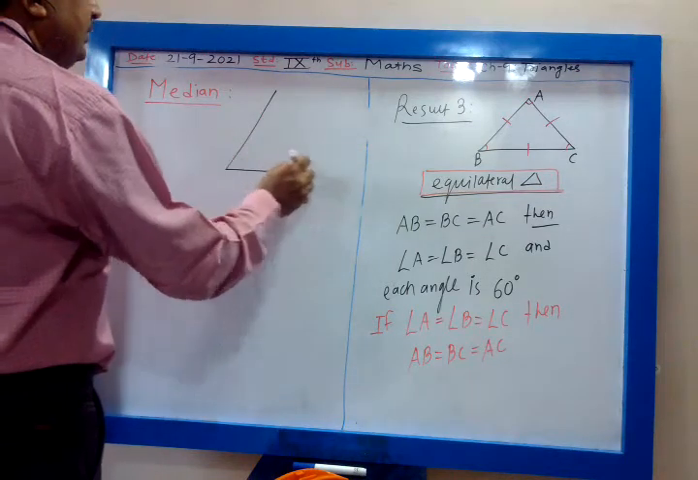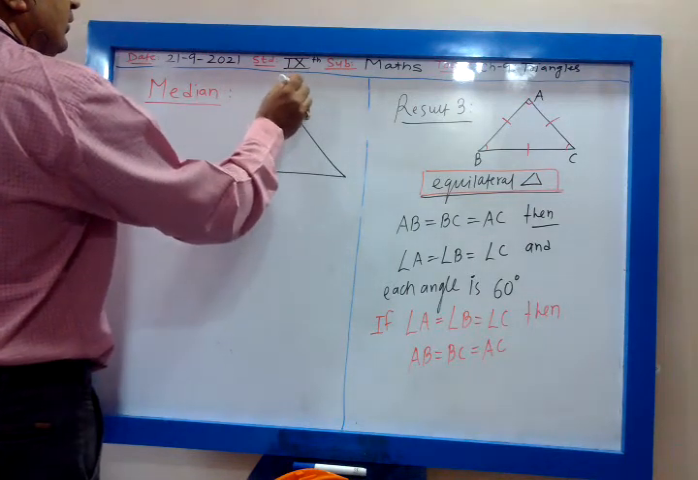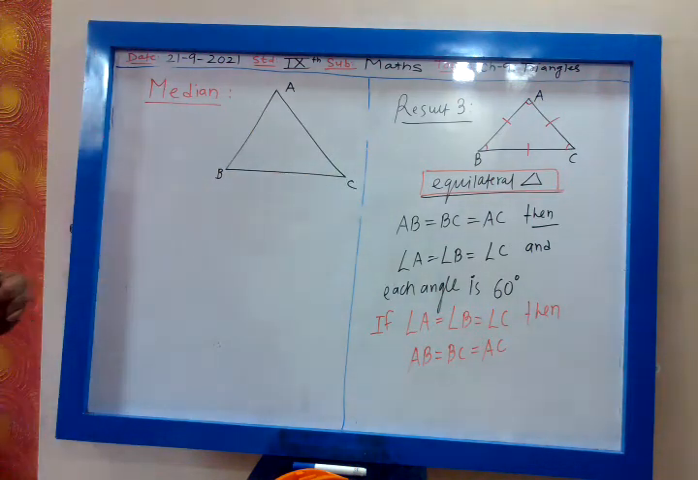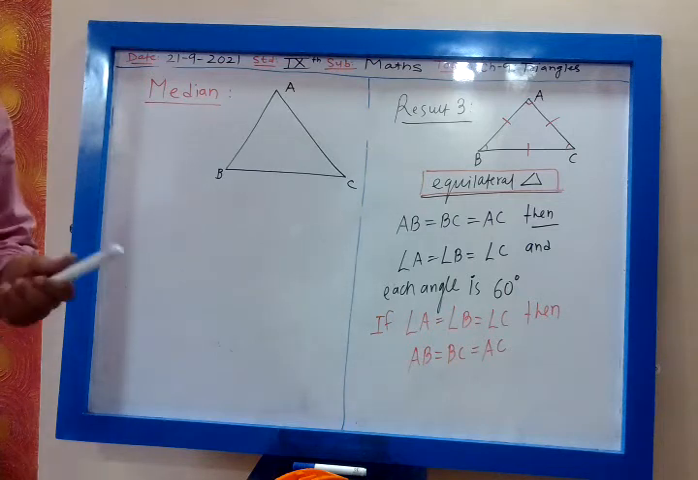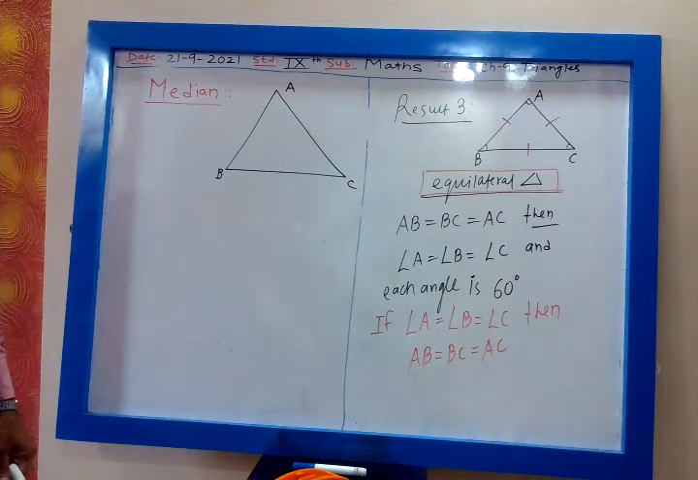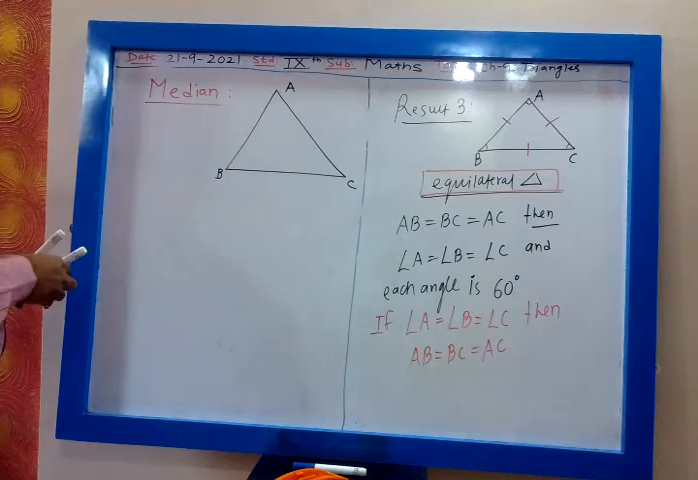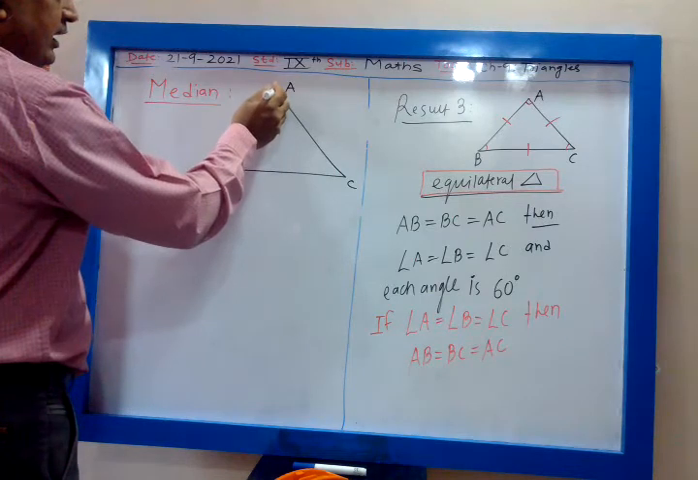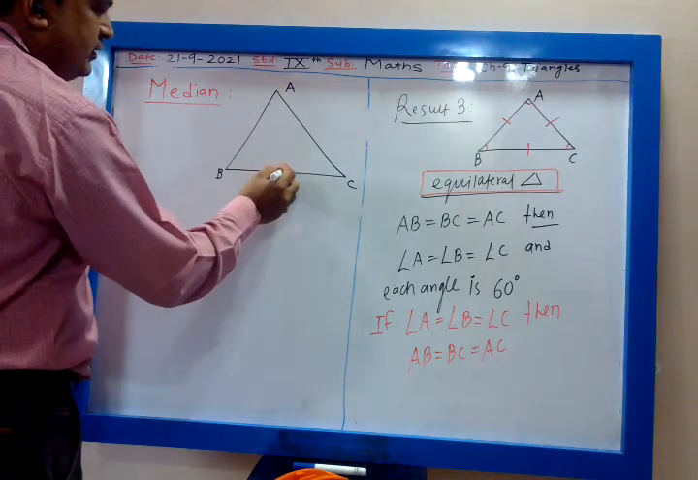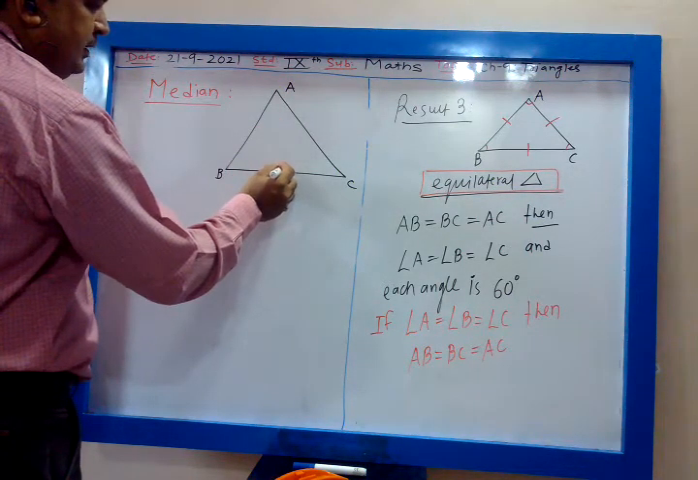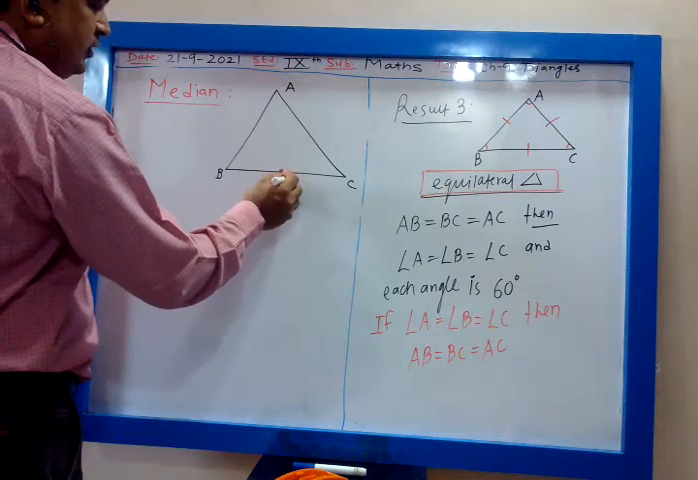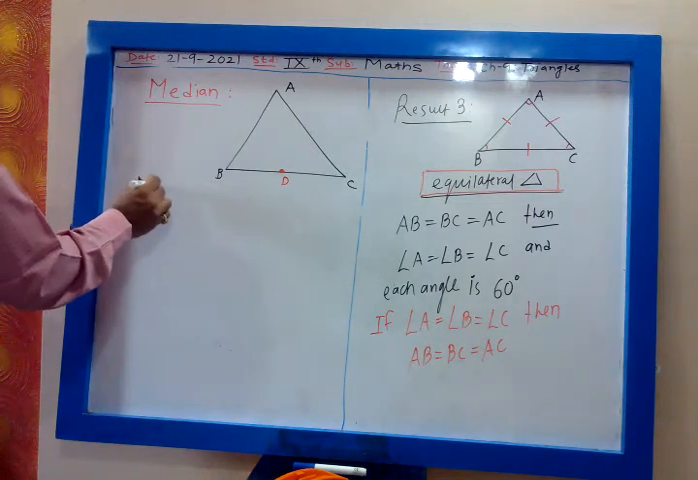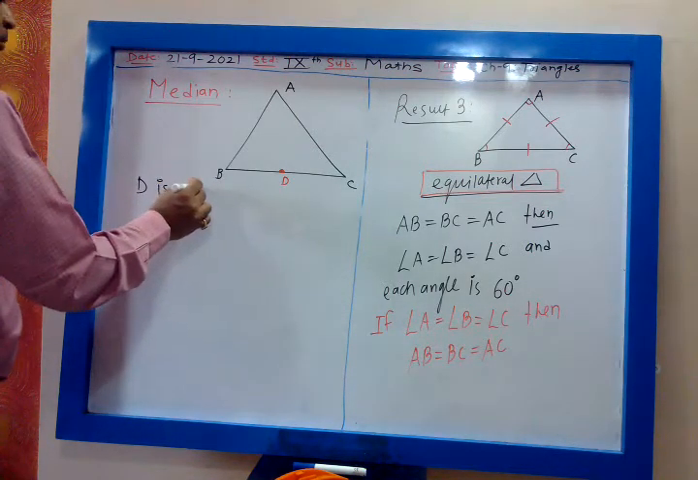We have triangle ABC. What are A, B, C? They are the vertices. A median is that line segment joining a vertex to the midpoint of the opposite side. Suppose D is the midpoint of BC.